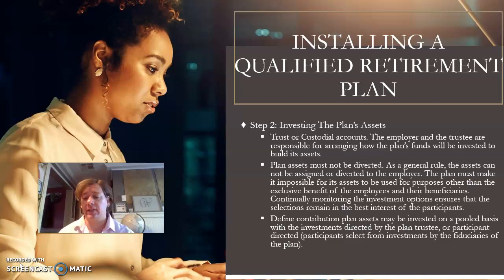Continually monitoring the investment options ensures that the selection remains in the best interest of the participants. Defined contribution plan assets may be invested on a pooled basis with the investment directed by the plan trustee, or participant directed, which is where participants select from an investment by the fiduciaries of the plan.